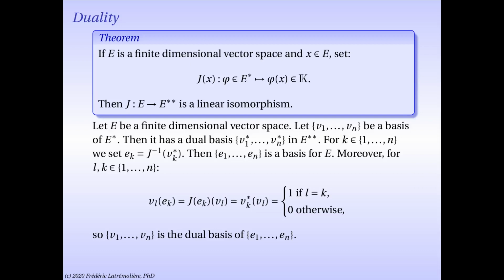Well, by definition of J, this equals J of E sub k applied to V sub L. But now G of E sub k by construction is V star k. So V sub L applied to E sub k is V star k applied to V sub L, which is 1 if L equals k and 0 otherwise. So V1 to Vn is indeed the dual basis of E1 to En.